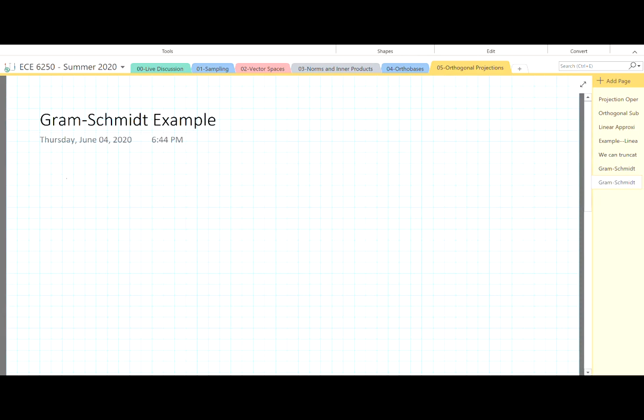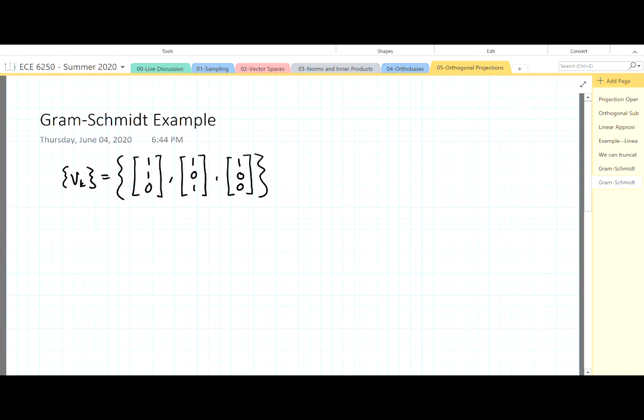Say our VK set is equal to 110, 101, and 100. So it's easy to check that this spans R3, and we're going to use the standard inner product.